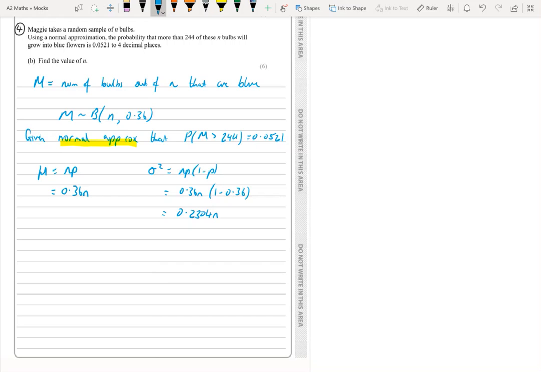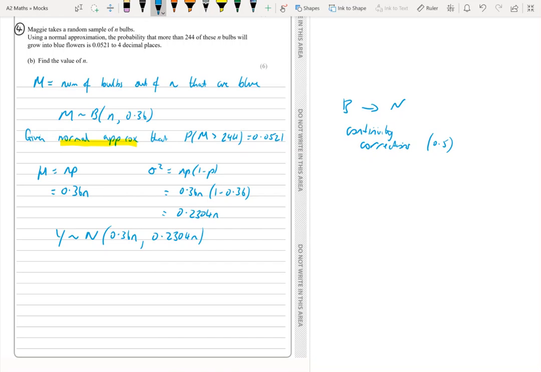We need a letter for this normal approximation, this normal distribution as well, so let's call it Y. That's a normal distribution where the mean is 0.36n and the variance is 0.2304n. Okay, so far so good. Another important thing to remember is that when you go from a binomial to a normal distribution, we need one of these so-called continuity corrections. Okay, there's 0.5 that comes into your probability question.